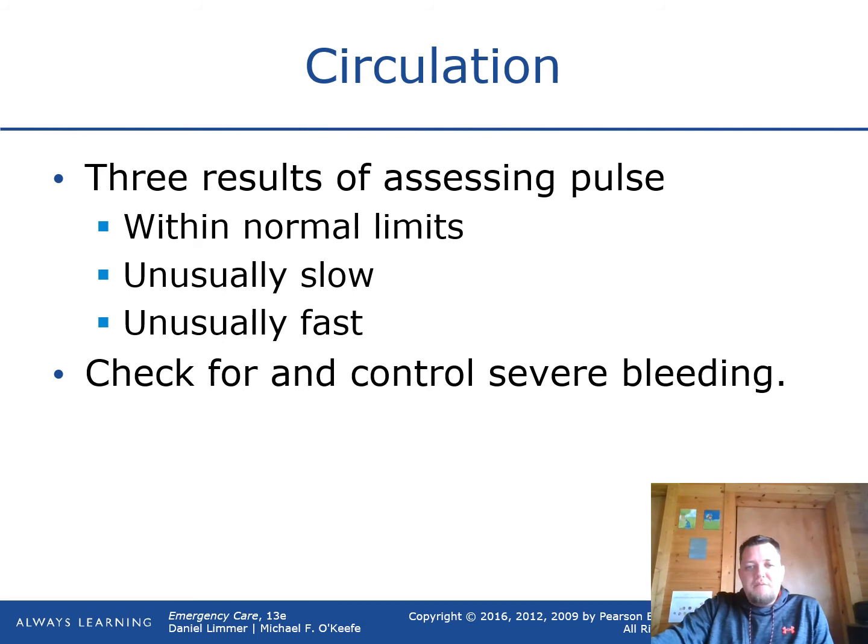So we get 3 results of assessing pulse. You either get within normal limits, unusually slow, or unusually fast. Remember back to chapter 5 in medical terminology, unusually slow heartbeats are bradycardia, and unusually fast heart rates are tachycardic. Okay. And then we're going to check and control any severe bleeding.